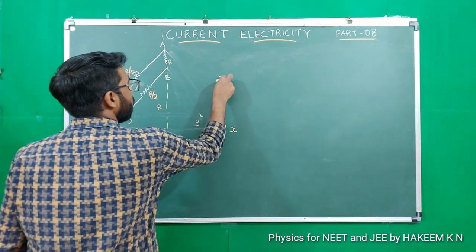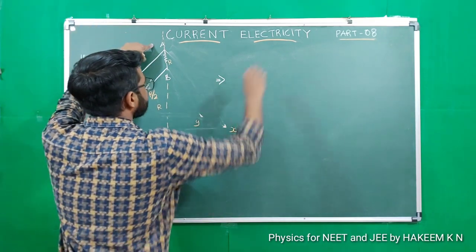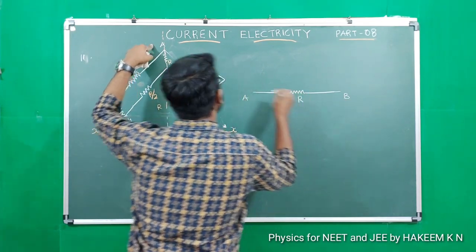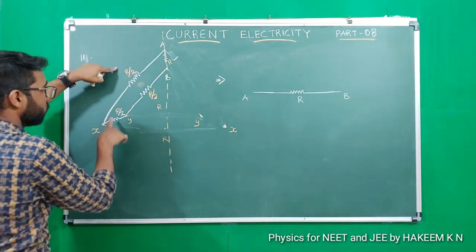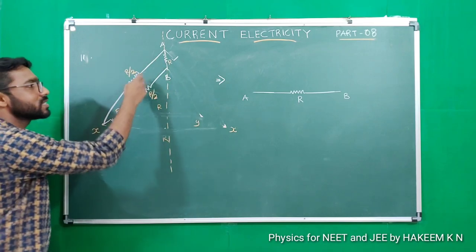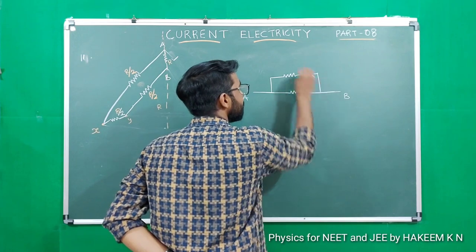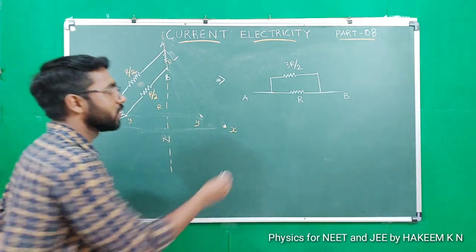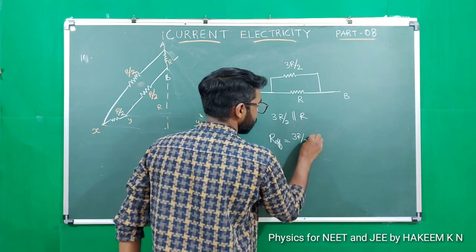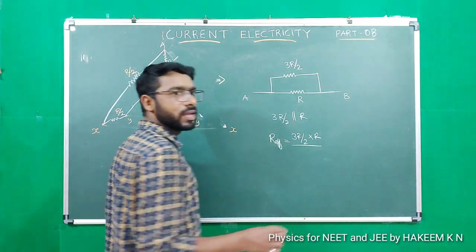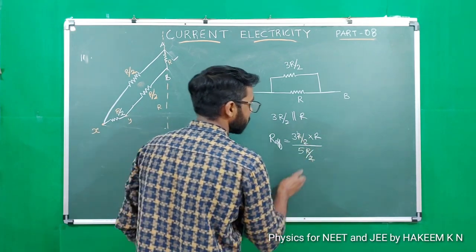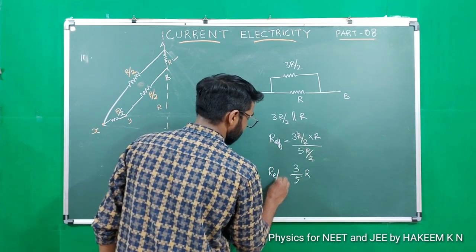So now drawing the equivalent network, a resistance R here, B, this resistance. Now from A, R by 2, R by 2, R by 2, listen, these three R by 2s are in series. Over. Now 3R by 2 parallel with R, then we will get R effective equal to what? 3R by 2 into R divided by 3R by 2 plus R, that is 1.5R plus R, 2.5R, that is 5R by 2. R by 2 cancelled, we got 3 by 5 R is the effective resistance.